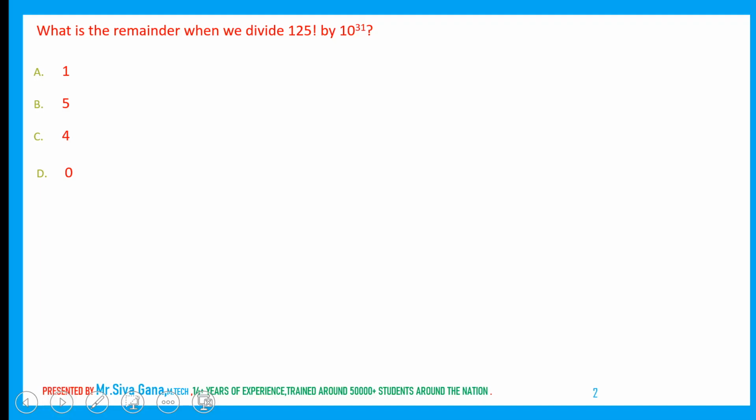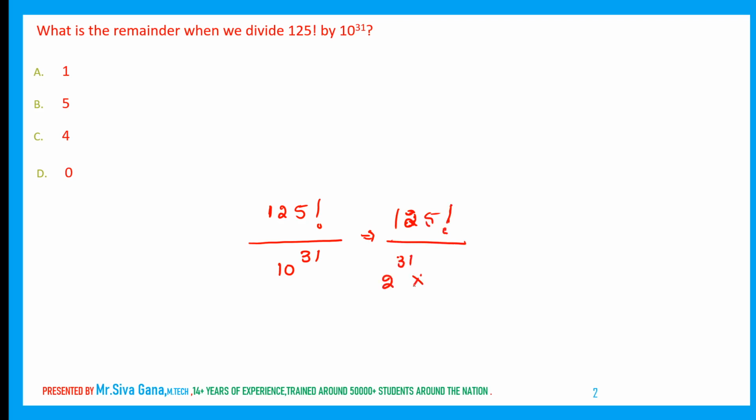So let us start. What is the remainder when 125 factorial is divided by 10 power 31? Actually, this question looks very tough. 125 factorial is a very big number. Upon dividing by 10 power 31, I will do it in the simplest way. Just see, 10 power 31 can be written as 2 power 31 into 5 power 31. My idea is to find the maximum power of 5 in 125 factorial.